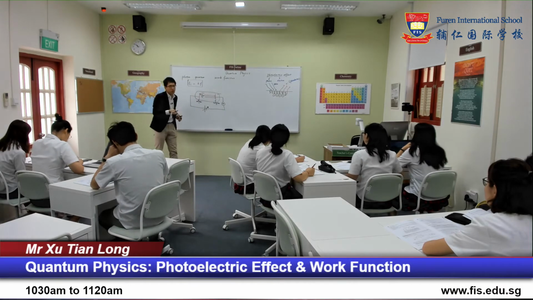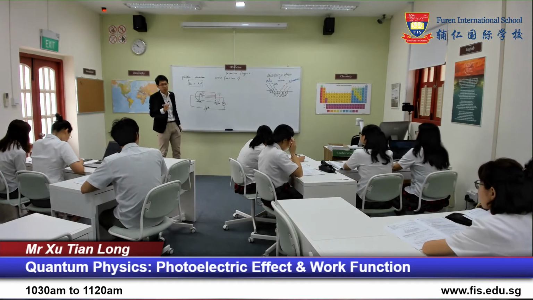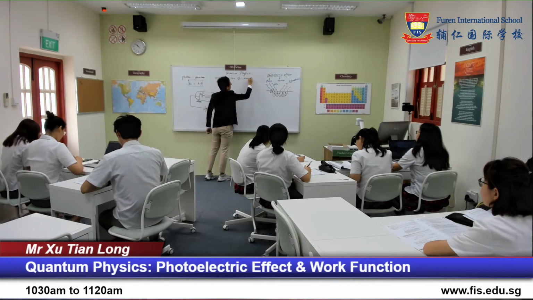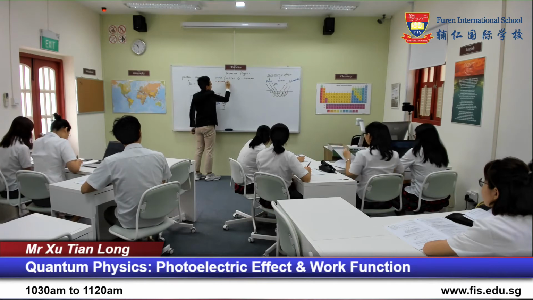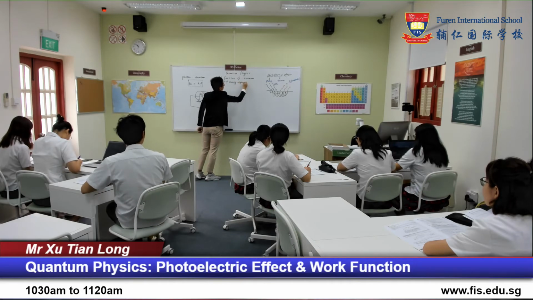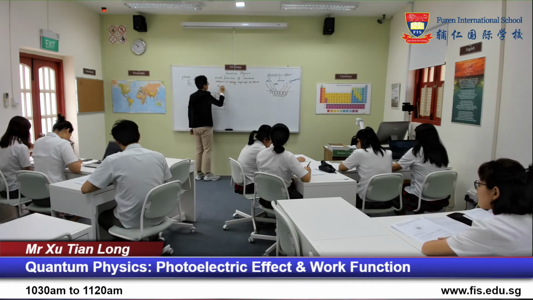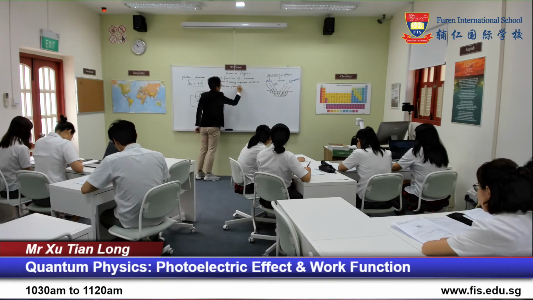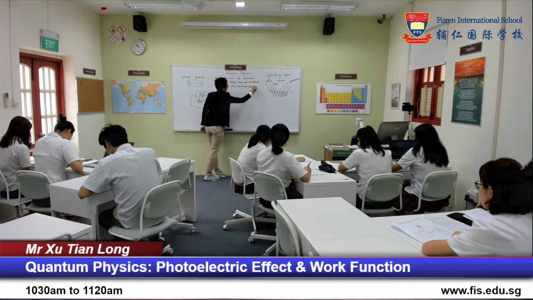Work function, we use the letter phi to represent this quantity. And the definition is the minimum amount of energy required to remove an electron from the metal surface.